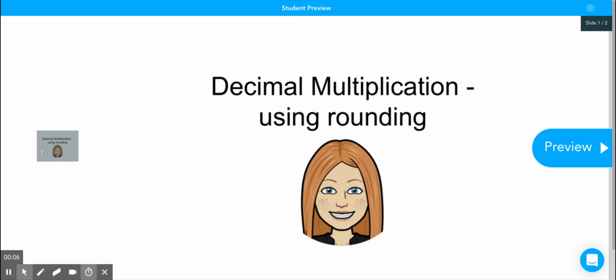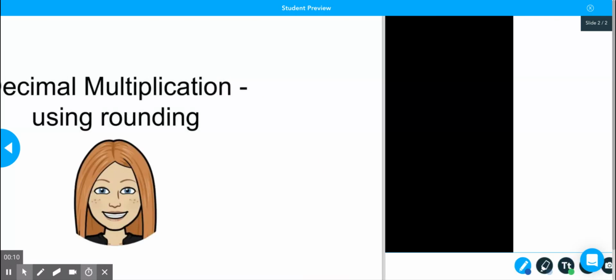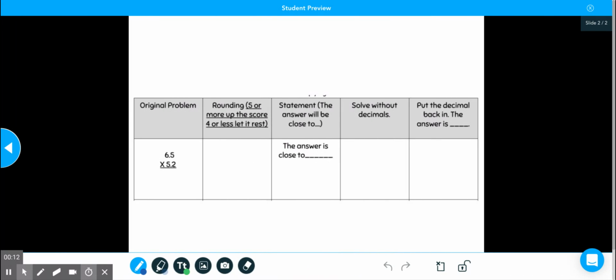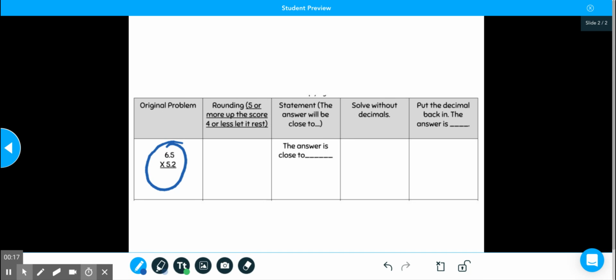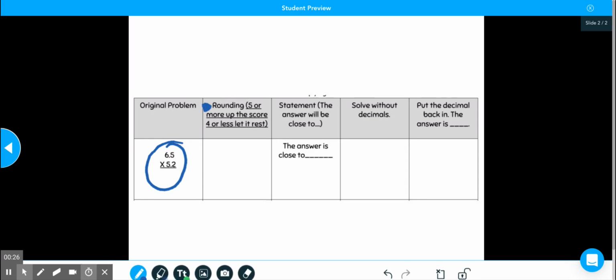We are going to be doing our decimal multiplication using rounding, and we are working on the second problem that you guys have on your paper. It's 6 5/10 times 5 2/10. So what we are going to do, first step right here, we have to do rounding.